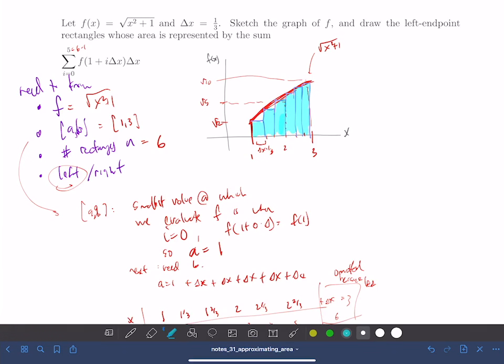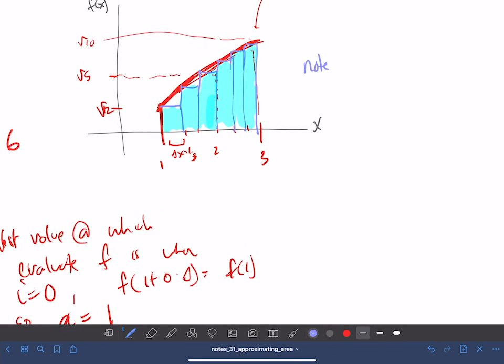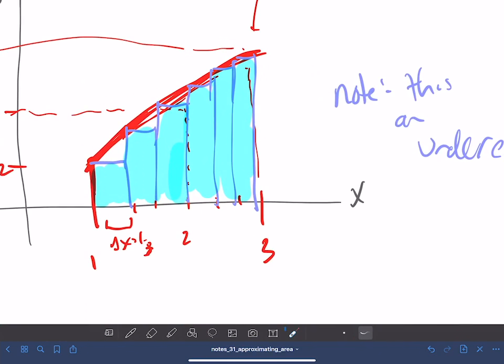I'm not going to compute that sum right now. The point was the drawing. I will note as a concluding statement, this is an underestimate, because I'm missing all of these pieces. I'm missing those pieces.